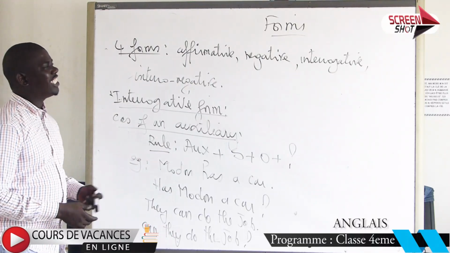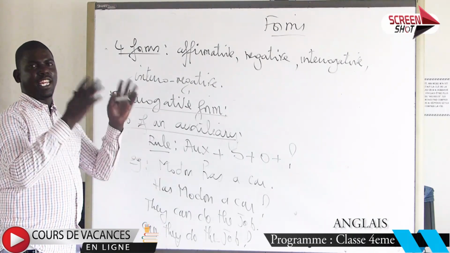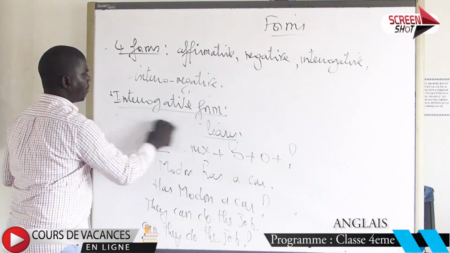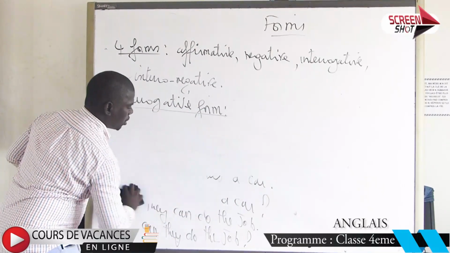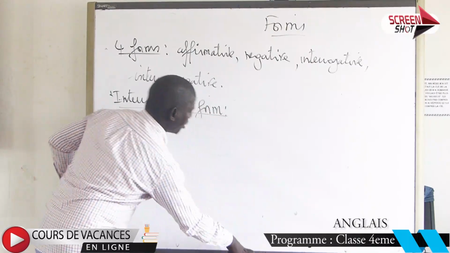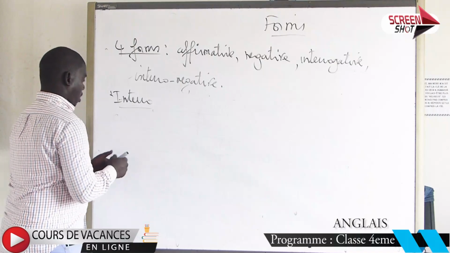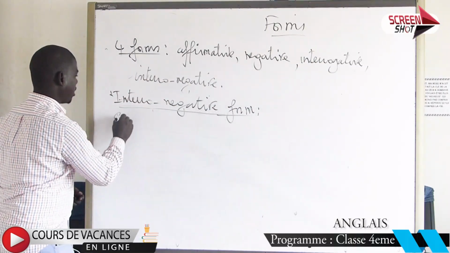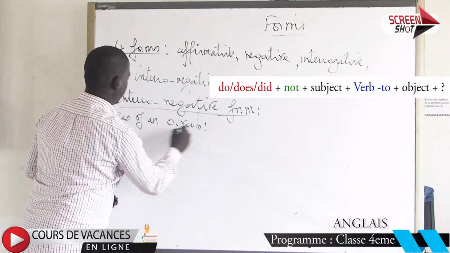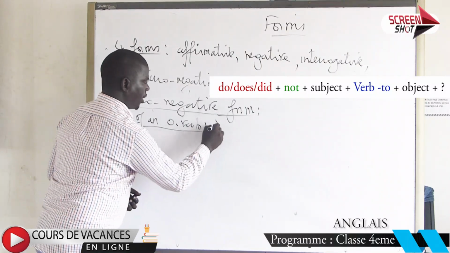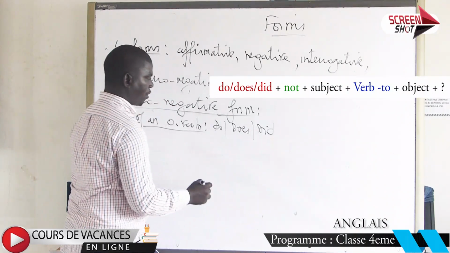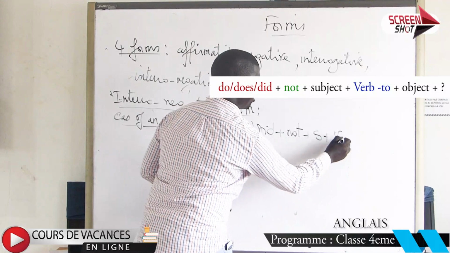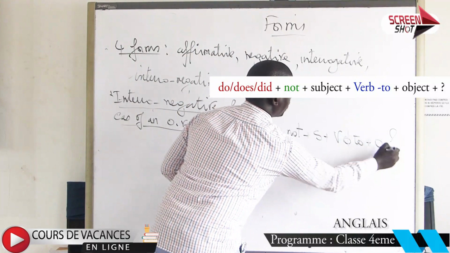And also, we're going to see the interrogative form. What we hear here is interro and negative. It means that we have to combine the two forms. Okay? Let me give you some examples of sentences, and after we try to turn them into interrogative, and we will give the rule. So here, interrogative form. At first, case of an ordinary verb. The rule here is do, does, did, okay, plus not, plus the subject, plus verb without to, plus the object and the question mark.